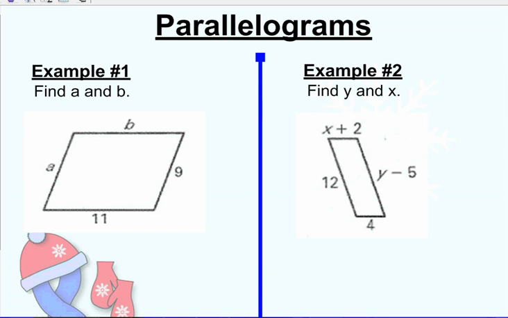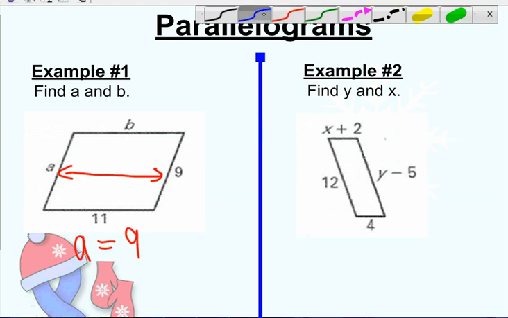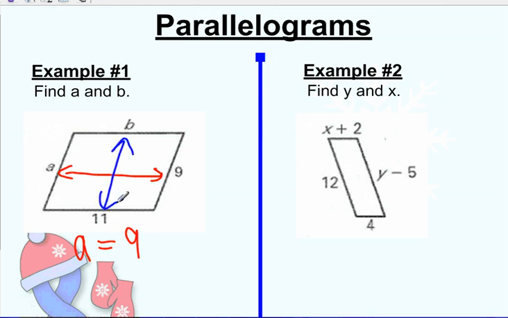We're asked to find A and B here. Remember, those that are across from each other are going to be congruent. So A is going to equal 9 and B will equal 11 here, because they are across from each other, so therefore they're congruent.